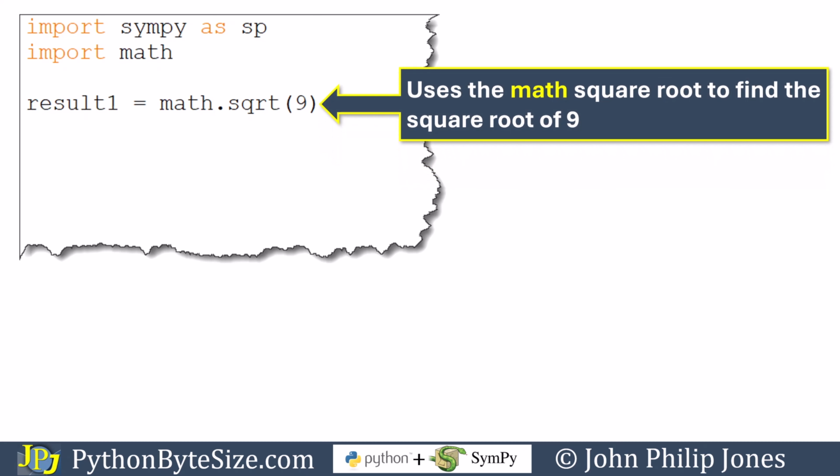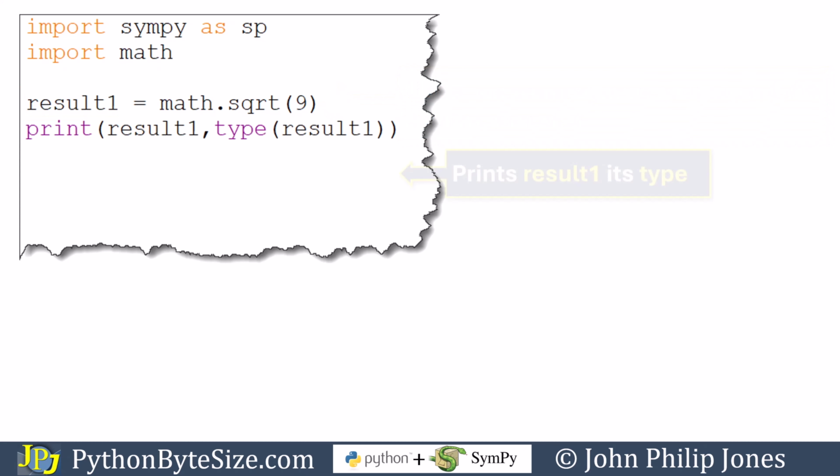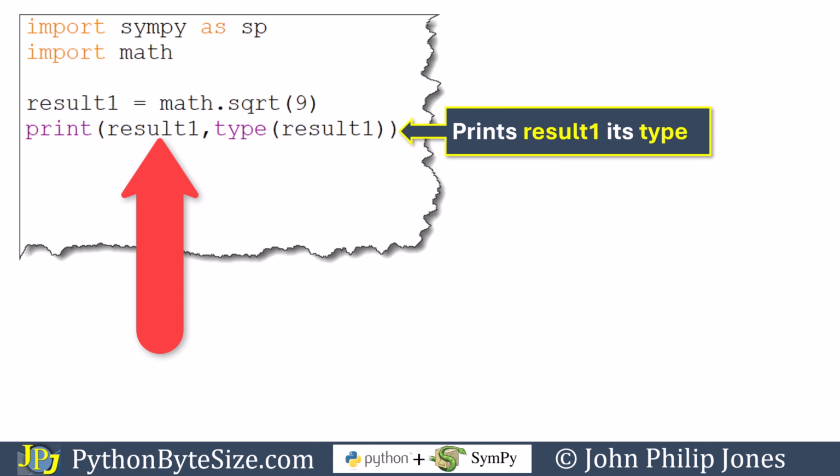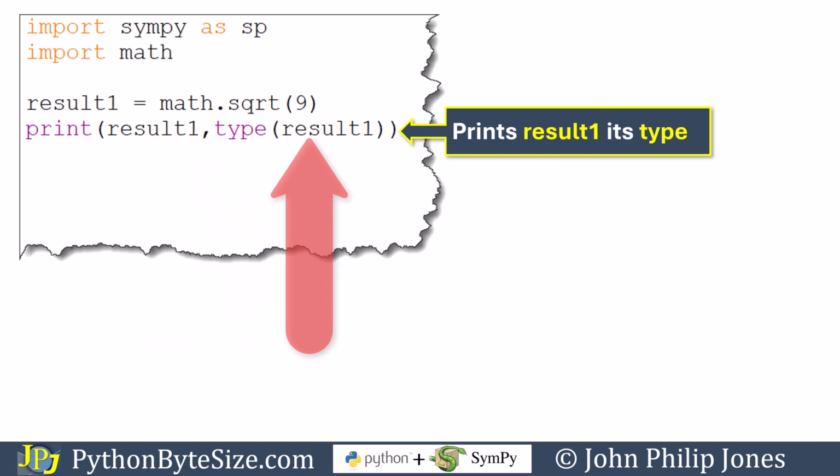This line uses the math square root to find the square root of 9, and the result is assigned to result 1. This square root belongs to the math module that was imported here, and you can see we're asking it to find the square root of 9, which is then assigned to result 1. The next program statement prints result 1 and also the type of result 1.